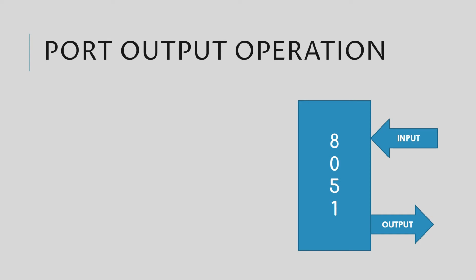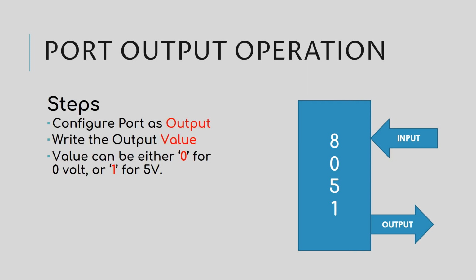So here are the steps. First, we need to configure the particular port or that particular pin as output. Then we have to write the output value. There are two values we can write, either 0, which denotes 0 volt, or 1, which denotes 5 volt. This is how we operate the output. Now I'll show you one LED blinking operation. I'll design the circuit and I'll write the program.